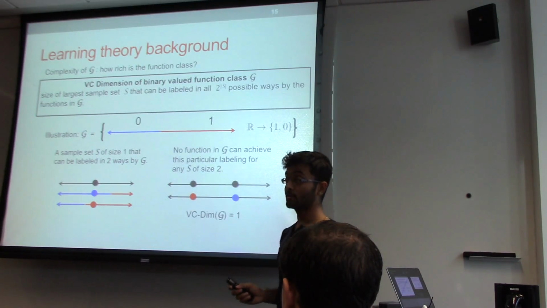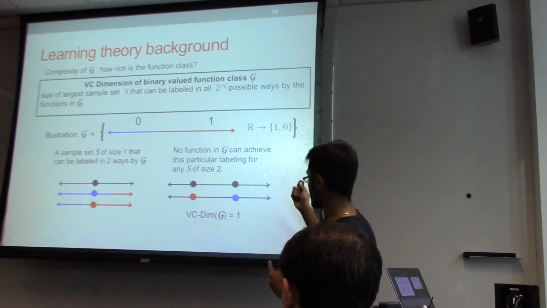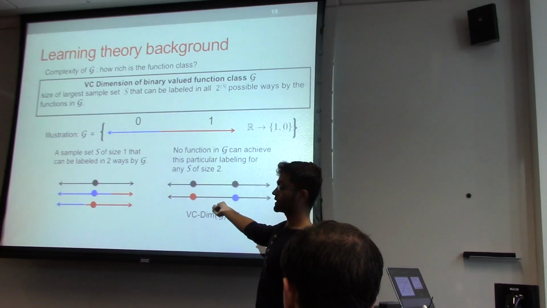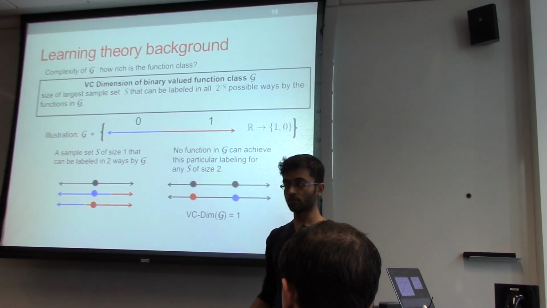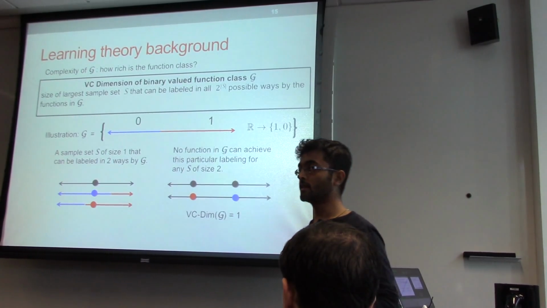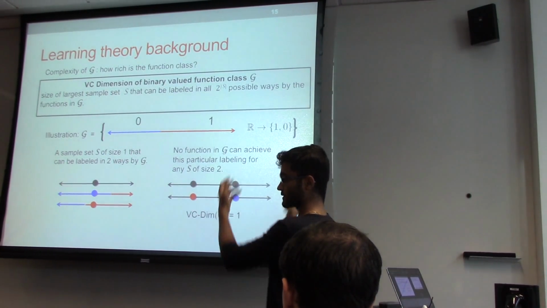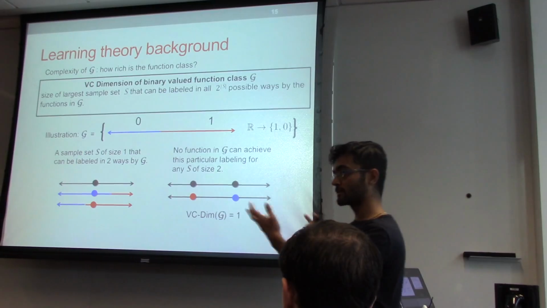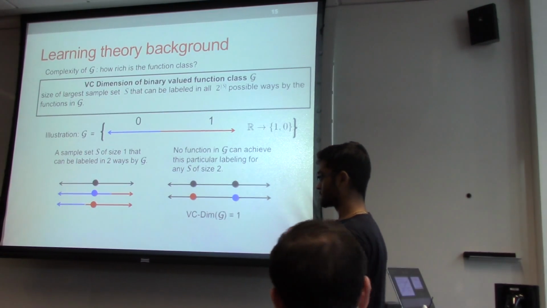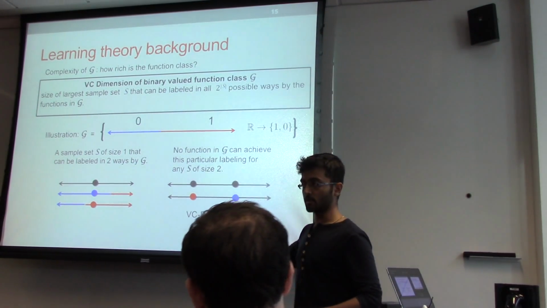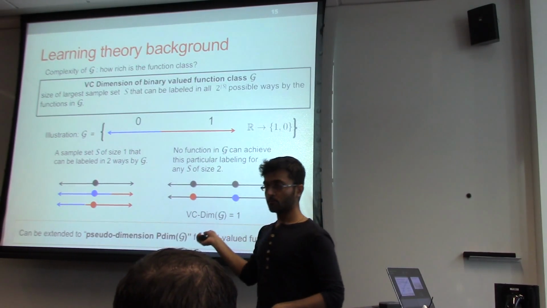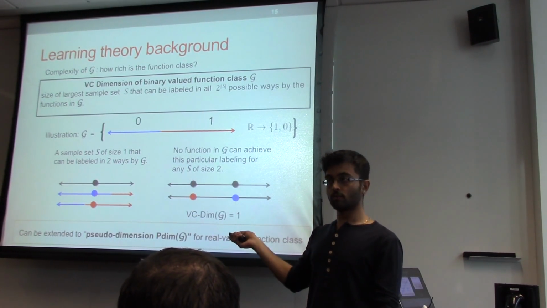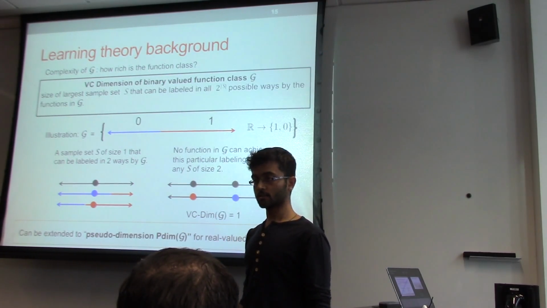But if I were to pick 2 samples, I would not be able to label the left point as 1 and the right point as 0 by any function in this class. So there is this inherent limitation in this seemingly infinite class of functions. And that is well encapsulated by VC dimension as a single number. And this idea can be extended to pseudo dimension for real valued classes.